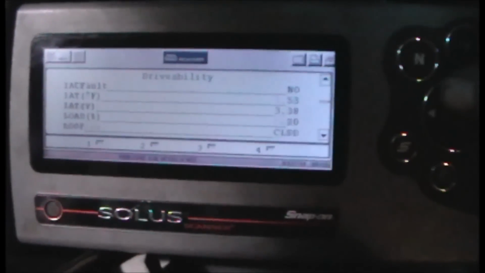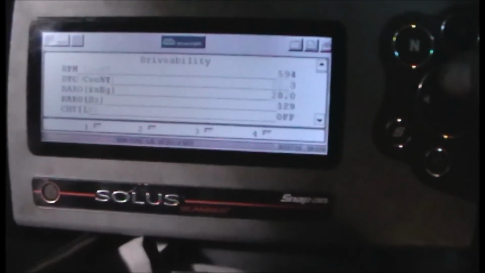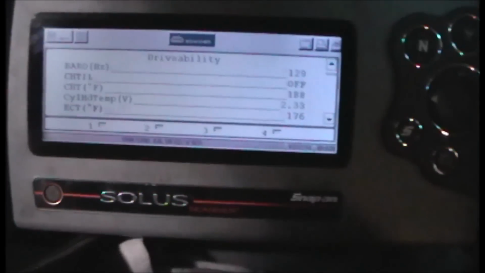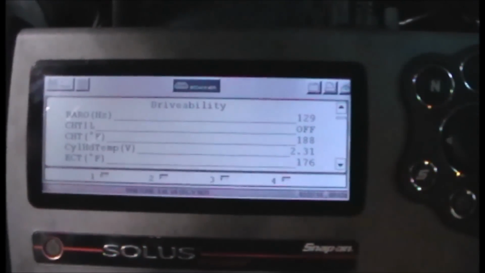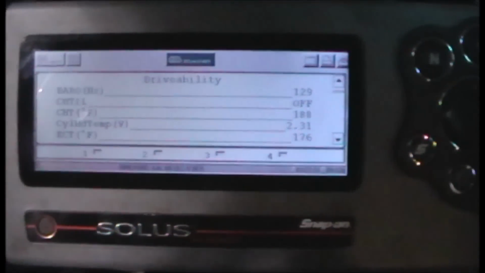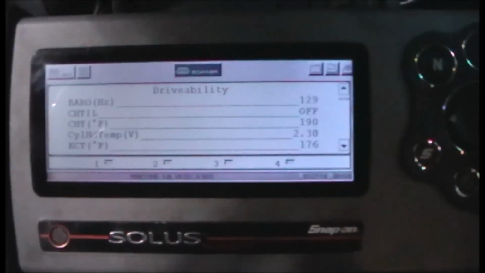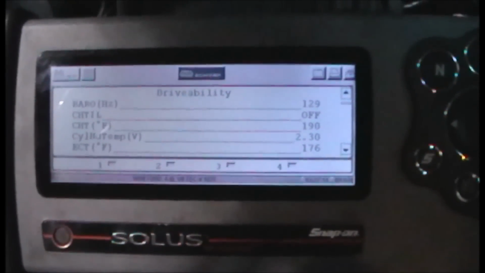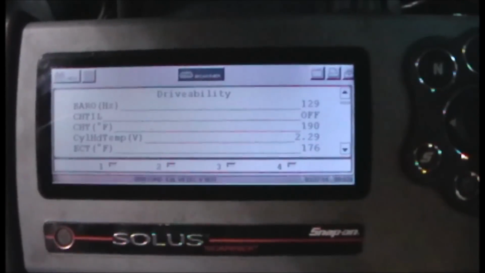Now, another quick thing you can check here, which helps out a lot, and usually when you see this, is my baro, the hertz, the frequency. If I go to that, you can see I'm at 129 hertz. Now that correlates to altitude, and the computer uses the mass airflow sensor under moderate load or full throttle to determine baro frequency, which is your altitude, and there's a chart for that.